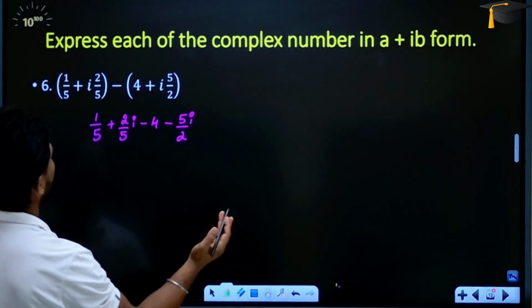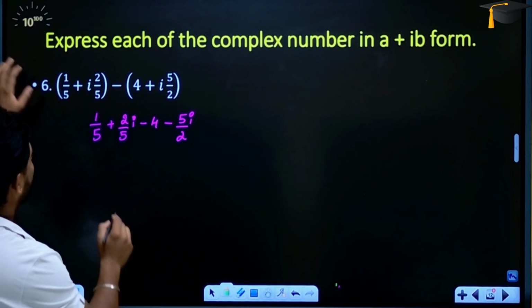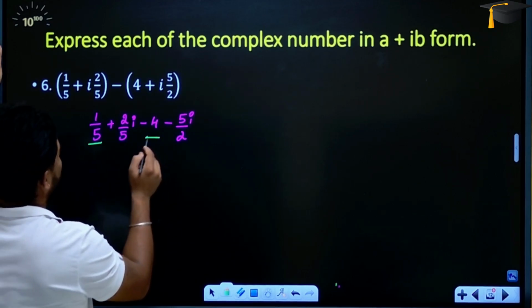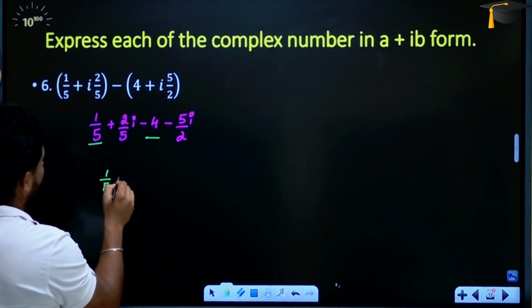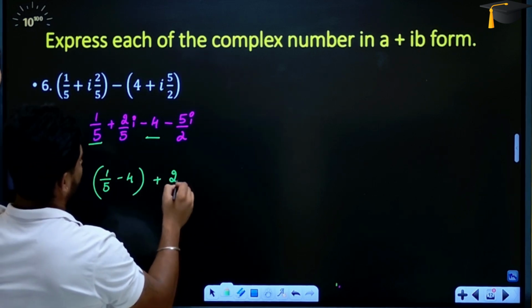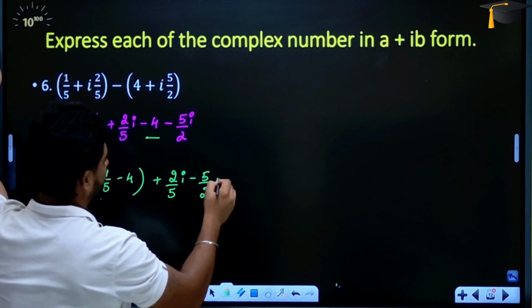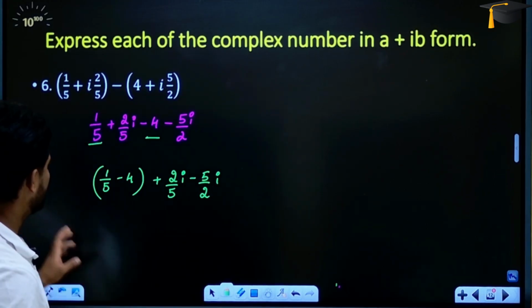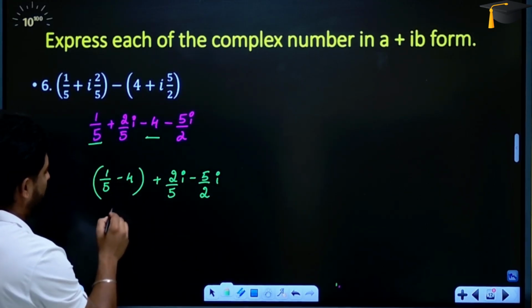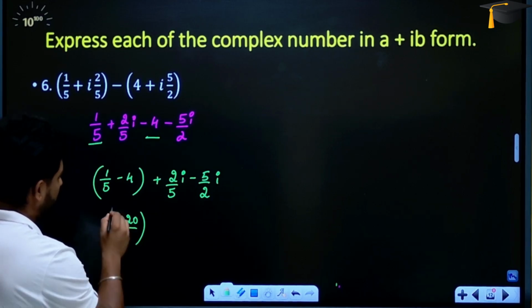Write all the numbers on the side, write all the real part and imaginary part ನೀವು ಸಪರೇಟ್ ಮಾಡ್ಕೊಳ್ಳಿ. ಇಲ್ಲಿ ರಿಯಲ್ ಪಾರ್ಟ್ ಯಾವುದು 1/5 ಮತ್ತೆ -4 ಅವೆರಡನ್ನ ಒಟ್ಟಿಗೆ ಬರ್ಕೊಳ್ಳಿ. 1/5 -4 ಒಟ್ಟಿಗೆ ಬರ್ಕೊಂಡೆ. ಓಕೆ, ಅಂಡ್ ಇನ್ನು ಉಳಿದಿದ್ದನ್ನ ಹಾಗೆ ಬರ್ಕೊಳ್ಳಿ. ಸೊ 2/5i minus 5/2i. ಓಕೆ, ಸೊ ನೆಕ್ಸ್ಟ್ ಇಲ್ಲಿ 5 4s 20. ಸೊ 1 minus 20 divided by 5 ಆಗುತ್ತೆ, ಇದು ಕ್ಯಾಲ್ಕುಲೇಷನ್ಸ್.